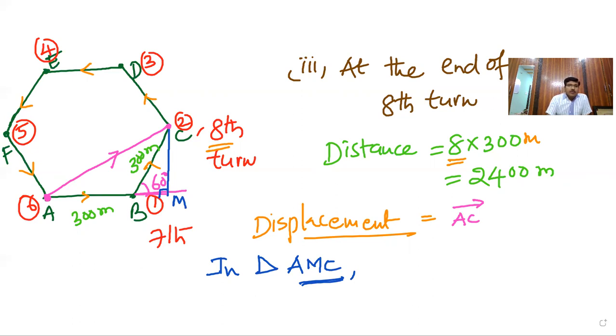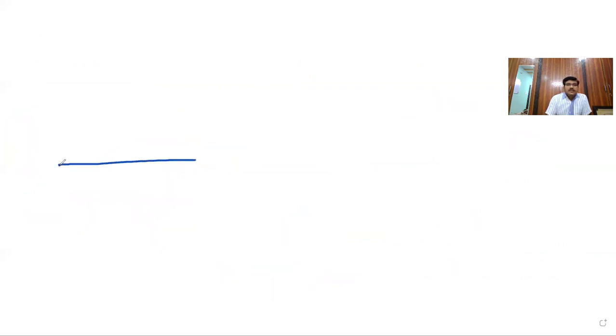Now, in the right angle triangle, I require AC. So AC square, Pythagoras theorem I am applying: AM base square plus MC height square. If we know these two things, we can easily calculate AC square. Now, I am highlighting this AMC triangle once again.